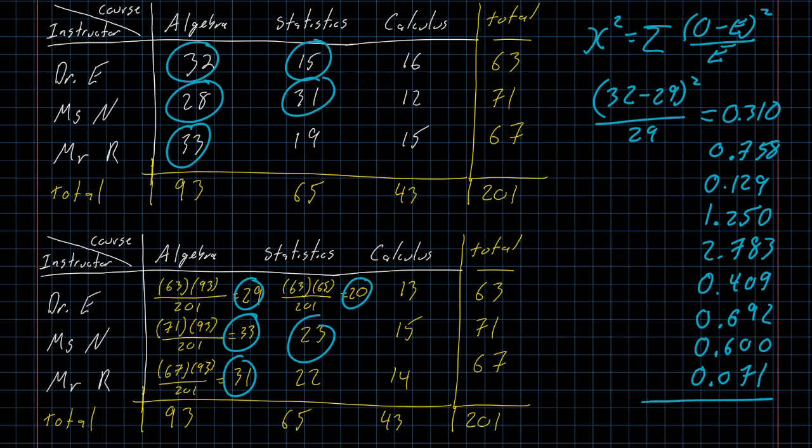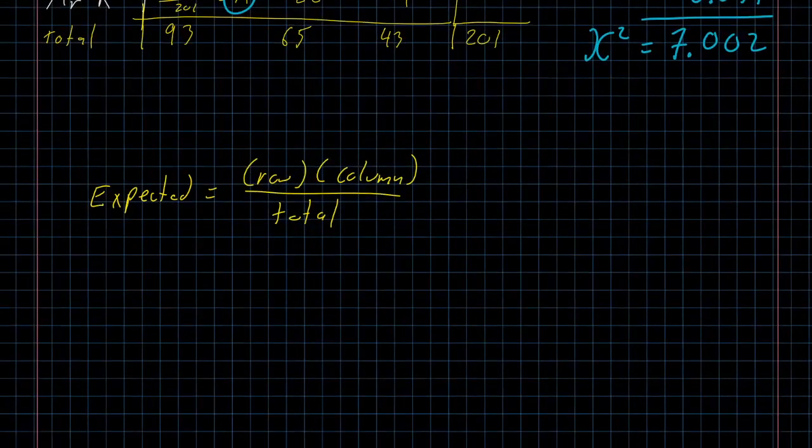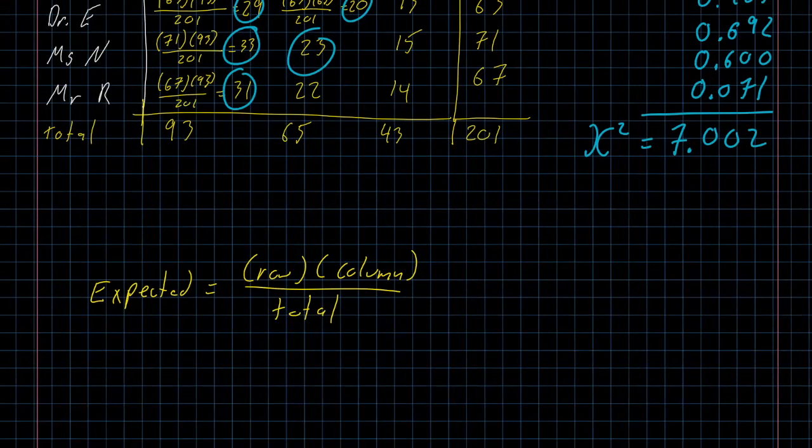I want to add all of those together to get our chi-squared value. Numbers are ugly enough, it might be worth adding them together twice, but I do get 7.002. Right, so I got chi-squared is 7.002, and 7.002 is less than the critical chi-squared value we wrote down earlier, 9.488.